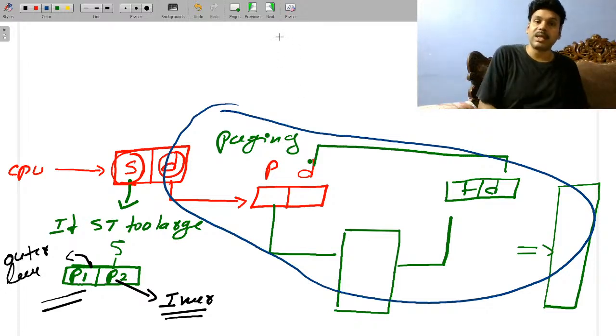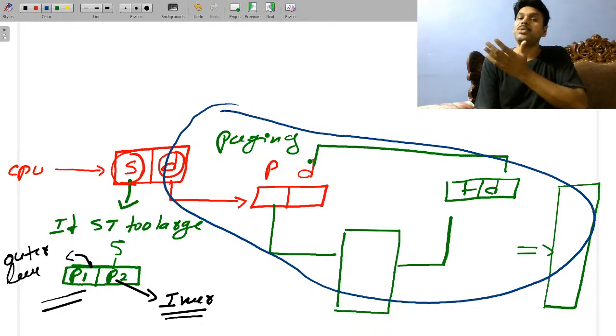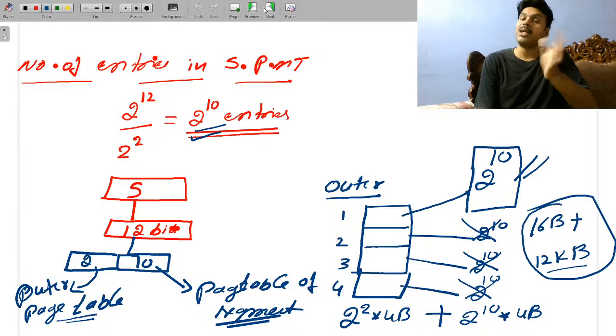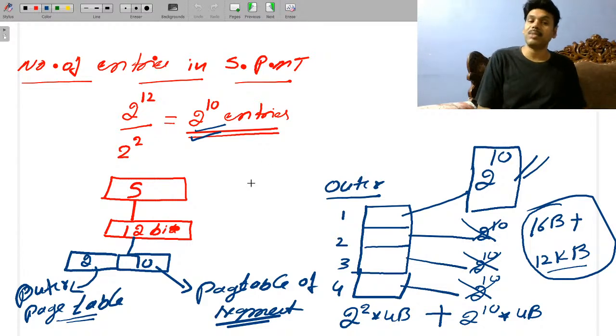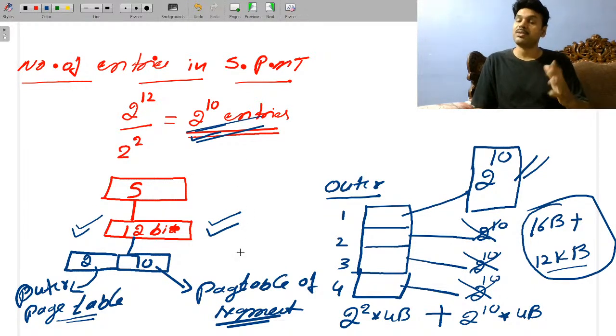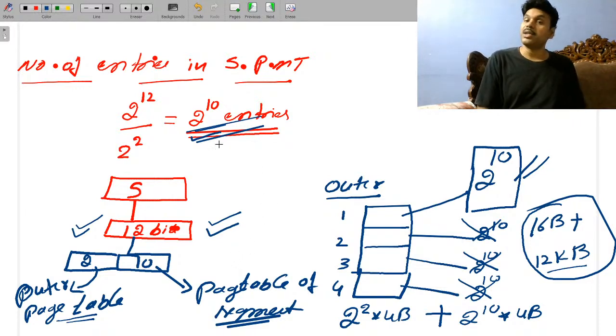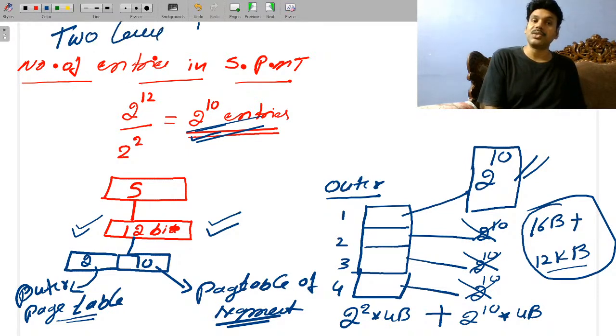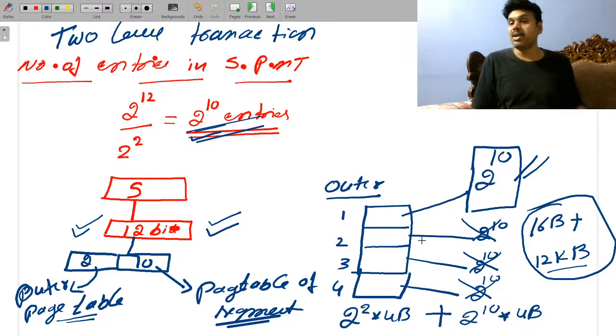Second case. What is the second case? The segment table size entirely I am unable to handle. Therefore, what I am doing is multi-level segmentation. What is multi-level segmentation? Take all the bits you want and split according to yourself. Therefore, you save the space in which you send your segment map table. I did a two-level translation. First the outer page, then it contacts the inner page, then it contacts exactly the required pages.